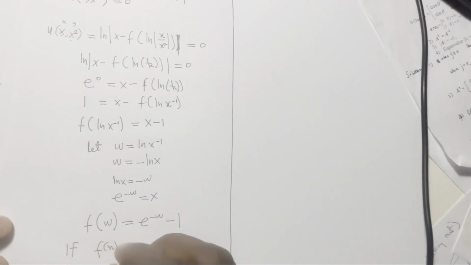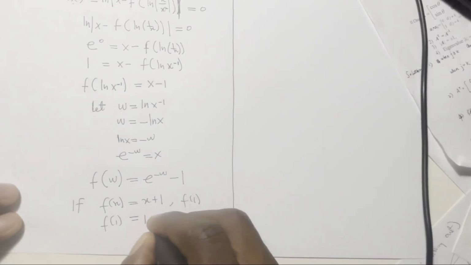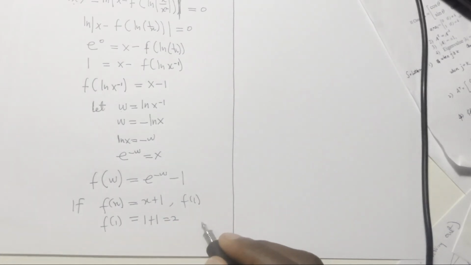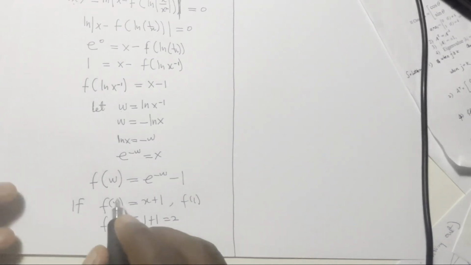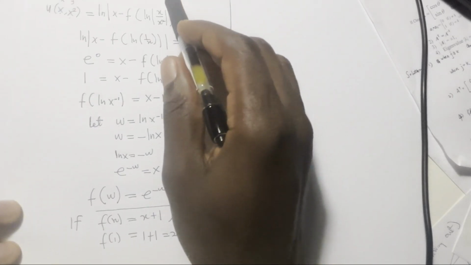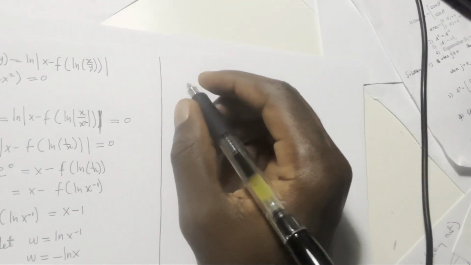Now if I give you any function such as f of x is equal to x plus 1, then I tell you to find f of 1. You quickly say f of 1 is equal to 1 plus 1, and that gives me 2. We are using the same idea, but in this case we have this function and we are trying to evaluate at this.